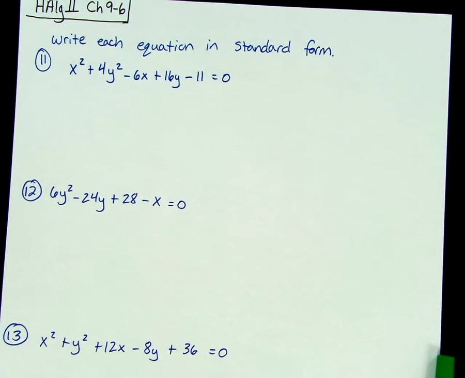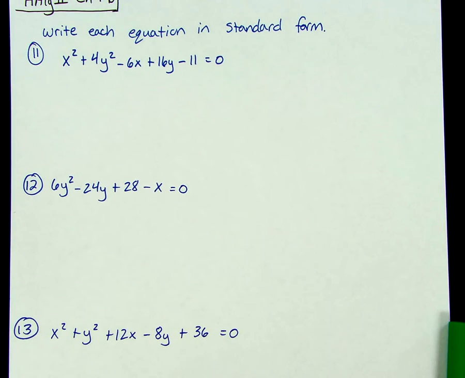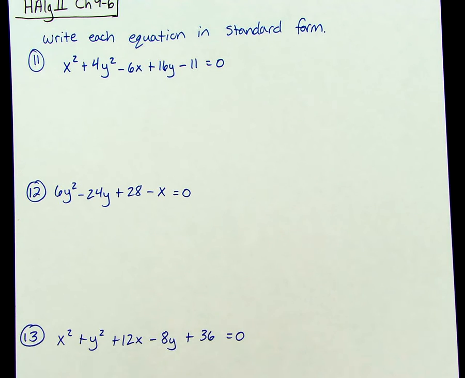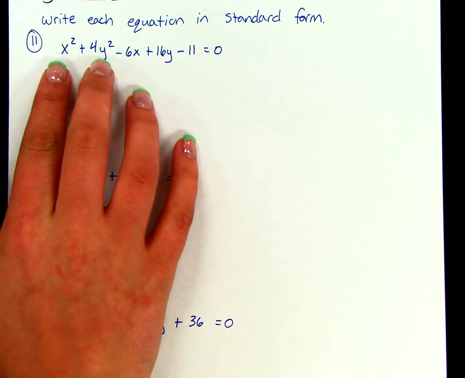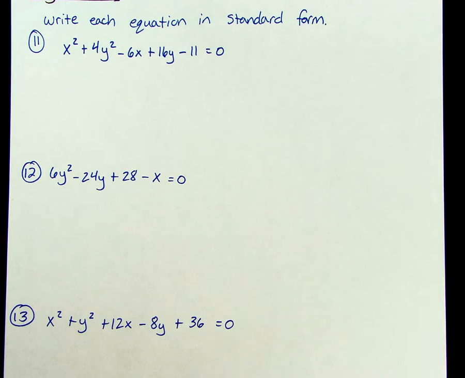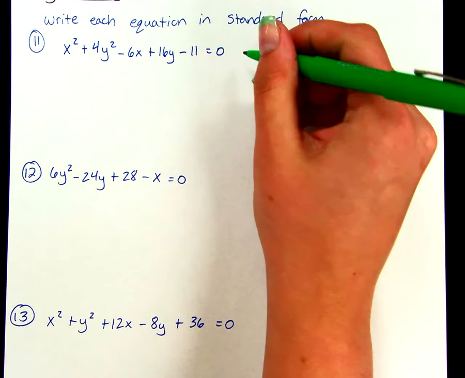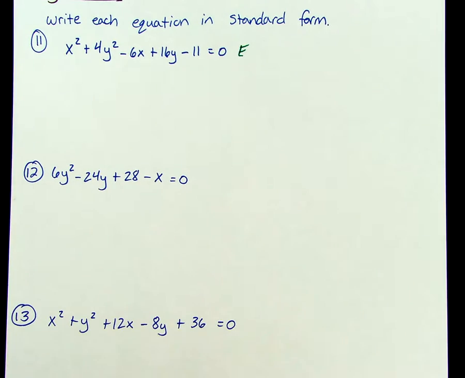All right, the last part of this section, we're just going to do some more practice of rewriting equations into our standard form ones. So again, we need to start by identifying what type of conic section it is so we know the correct form to put it in. So looking at this, we have two square terms. The numbers in front of them are different. So this is going to be an ellipse.